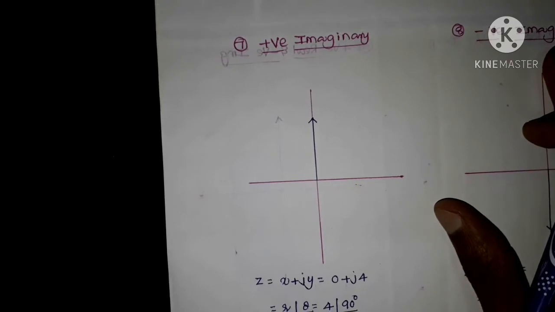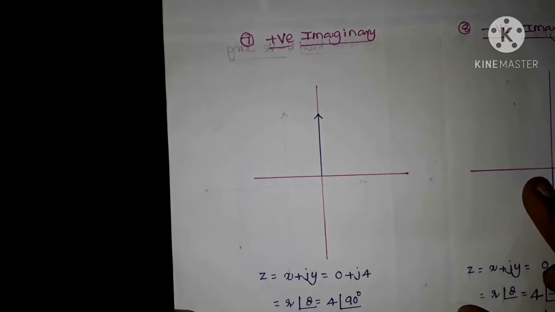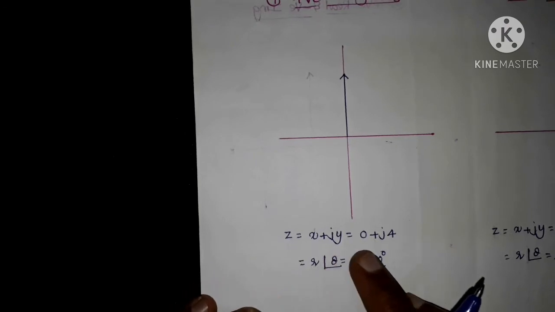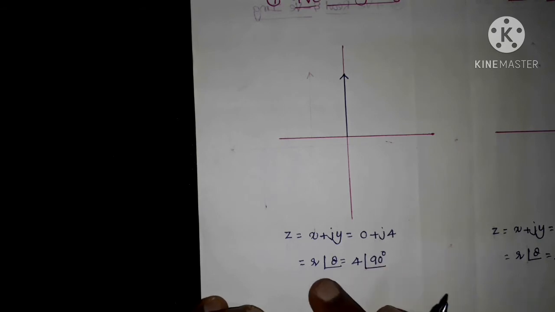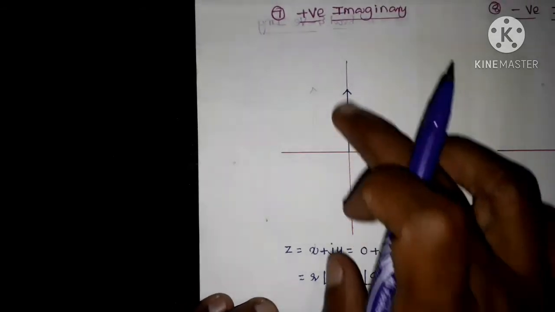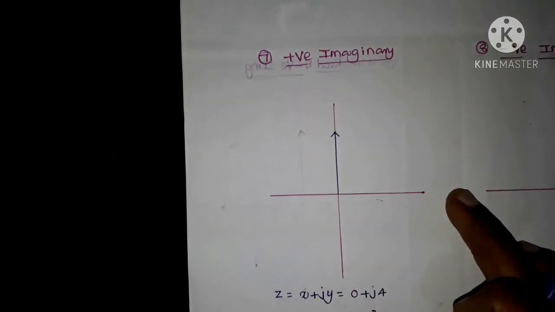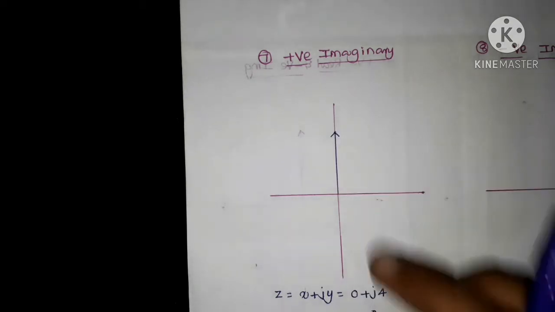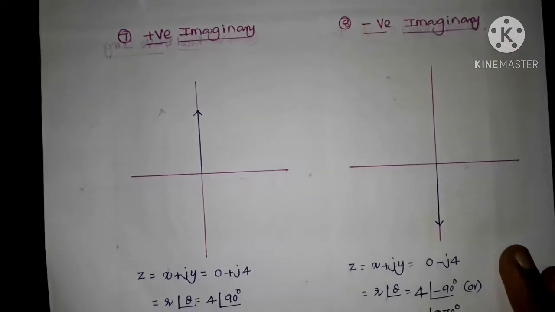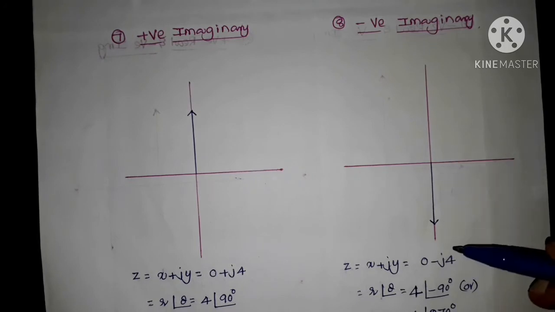And similarly, the next case is a positive imaginary, which means here the x value is 0 and the y value is a positive value. So z equals x plus jy, where x is 0 and y is 4. If you find the polar coordinates for that, you get 4 at an angle of 90. So the resultant is 4 and it is making an angle 90 with the reference. The positive real axis is the reference, and that resultant is making an angle 90 with the reference and its magnitude is 4.